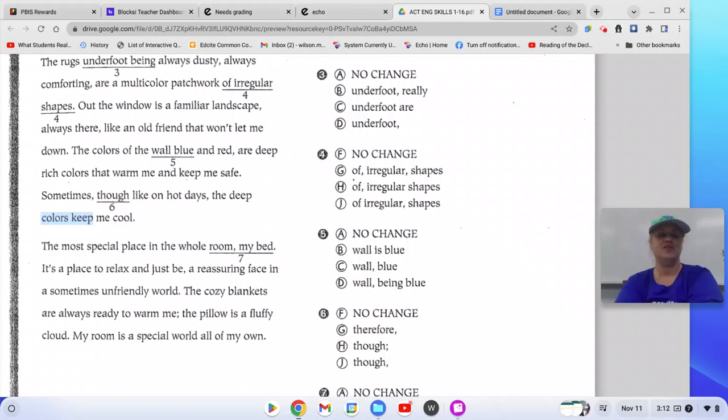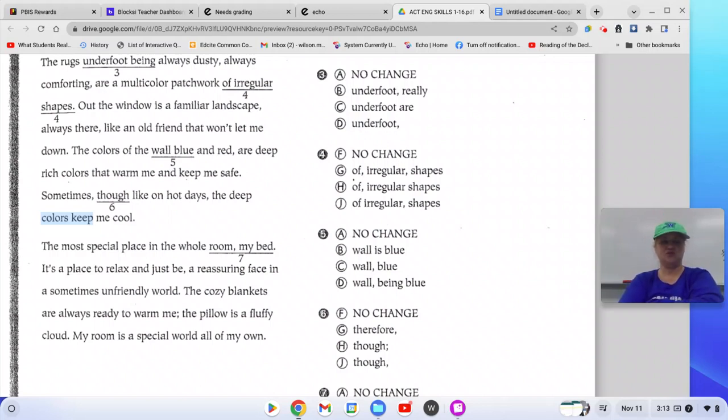Number 3, the rugs underfoot being always dusty. So "being always dusty" isn't an appositive, so we pause after underfoot, and a comma equals a pause. So we're not adding any words, and we are pausing after the word underfoot. So number 3 is not A, not B, and not C.